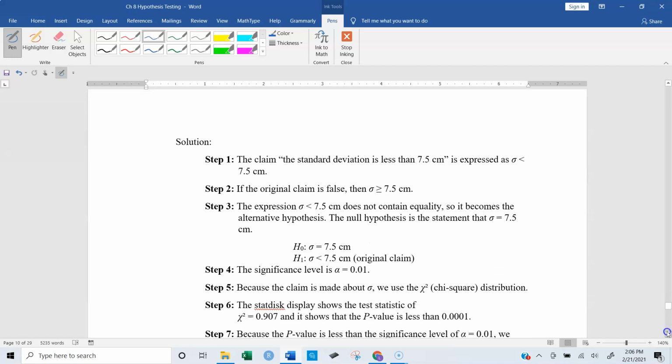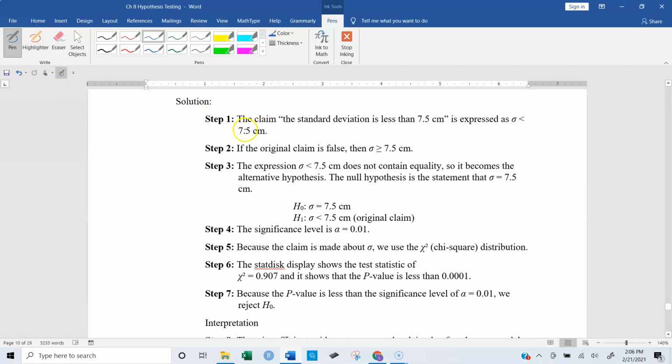Remember, we've got to follow our 8 steps. Step 1, what's our claim? We should have written less than 7.5. Okay, step 2, what's the opposite? So it's going to be greater than or equal to 7.5. Look at the equal, and this gives us our null, and this is the claim that we want, our alternative.